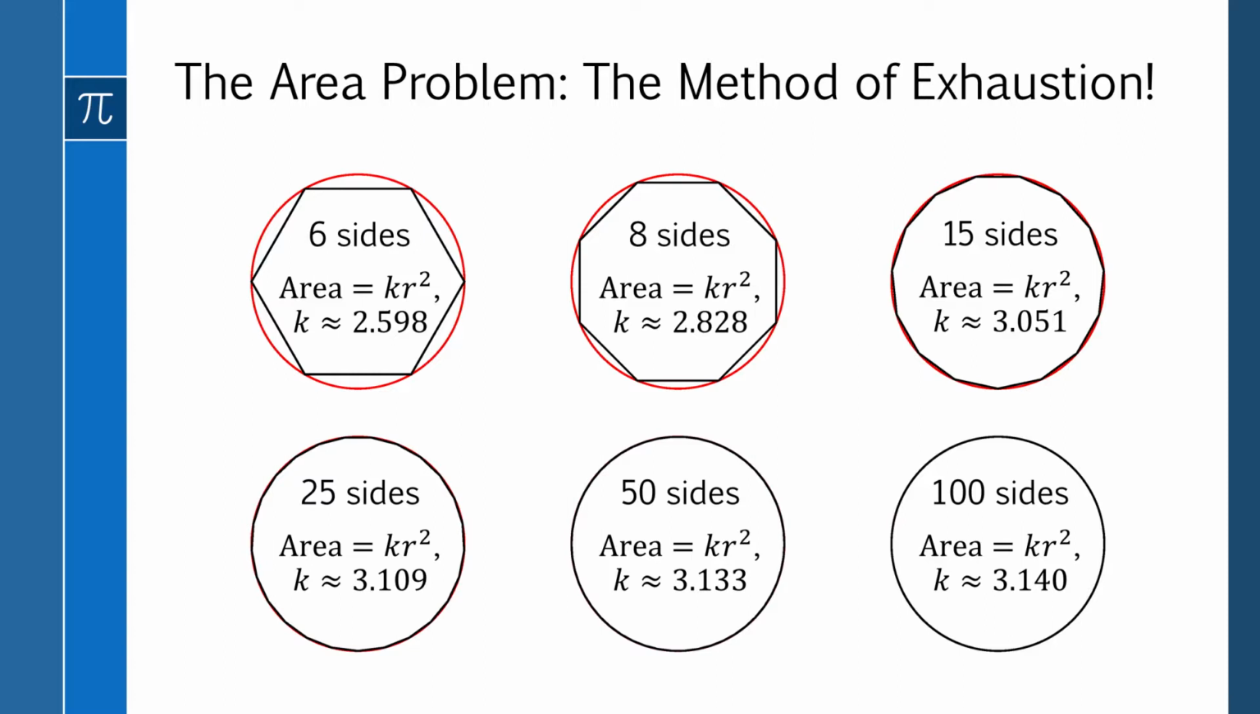The constant of proportionality depends on how many sides that polygon has, okay? And as we get better and better, we get closer and closer to the area of the circle, and you'll notice that that number is approaching a special number.